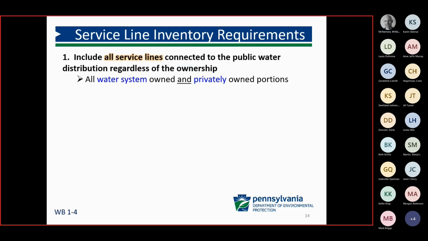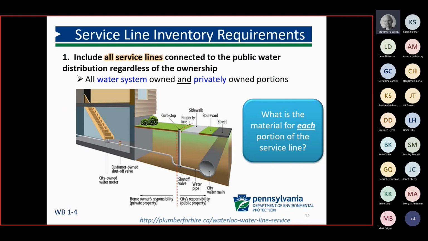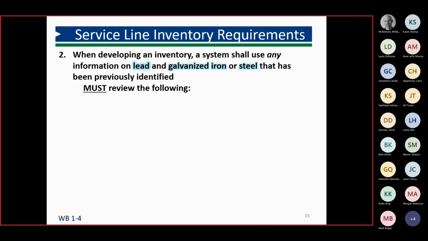more detail. So the first requirement was that it has to include all service lines connected to the public water system, regardless of ownership. Like I said before, it doesn't matter if it's owned by the water system, privately owned by the customer, or some combination of both. So just a reminder of what we're talking about with the service line. We're talking about this entire line going from the water main in. And also in Pennsylvania, we're requiring that water systems not only tell us all the service lines, but also what they're made of. So the material for each service line as well.